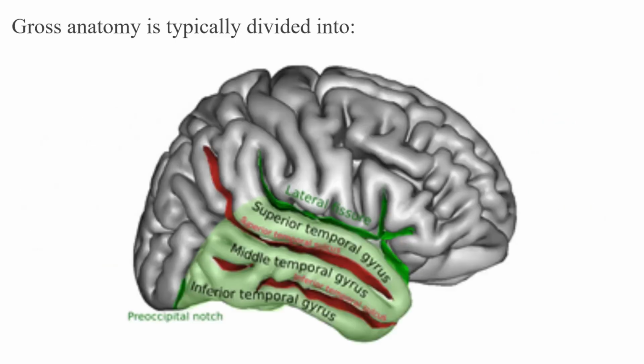Moving on, here you can see gross anatomy is typically divided into three parts: superior temporal gyrus, middle temporal gyrus, and inferior temporal gyrus. You can see in the picture. It's not that clear, sorry for the blurry part, but I guess it's pretty clear which one is superior, which one is middle, and which one is inferior.